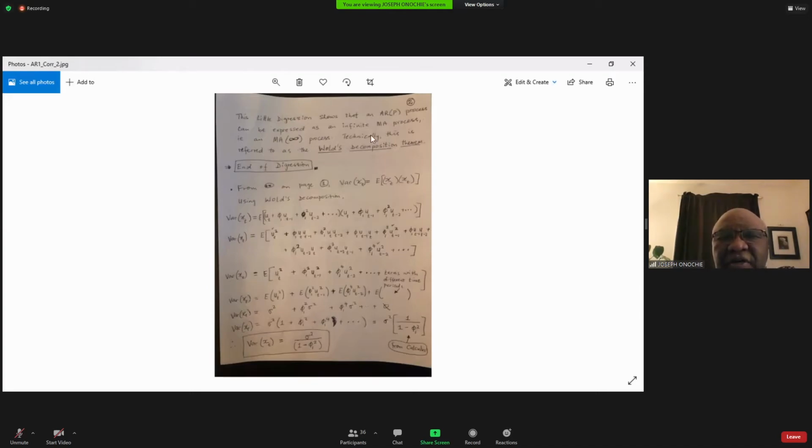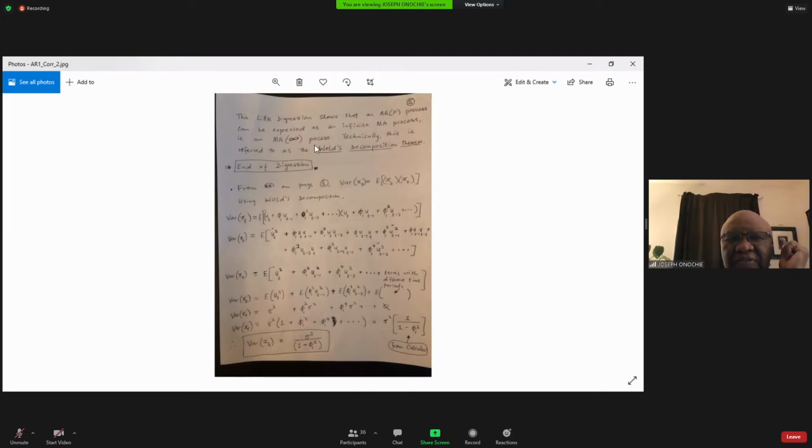Now, a little digression: this thing has a name in econometrics. I don't know if you came across this in ECON 4000, but it is called Wold's decomposition theorem. What we just did leads to Wold's decomposition theorem, because it tells us that if we do what we did at the bottom of page one, it lets us express an autoregressive model in terms of the white noise. And that white noise, you will see, we are going to use as a moving average, maybe after the spring break.